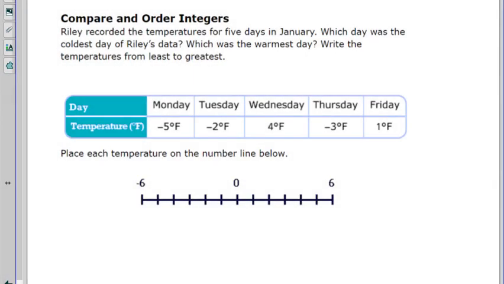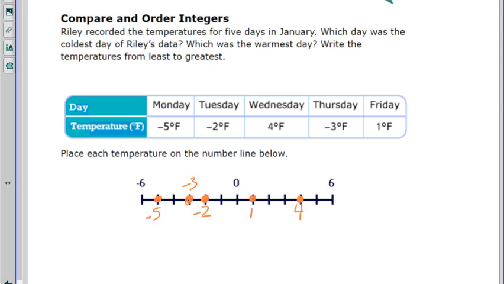Just like you did way back when with positive integers, we can put all the integers in order from least to greatest or greatest to least. We must pay attention to what the wording is. So Riley recorded temperatures for 5 days in January. We want to know which was the coldest day, the warmest day, and we want to list the temperatures from least to greatest. In this case, the number line is going to help us out. So let's put these temperatures on the number line.